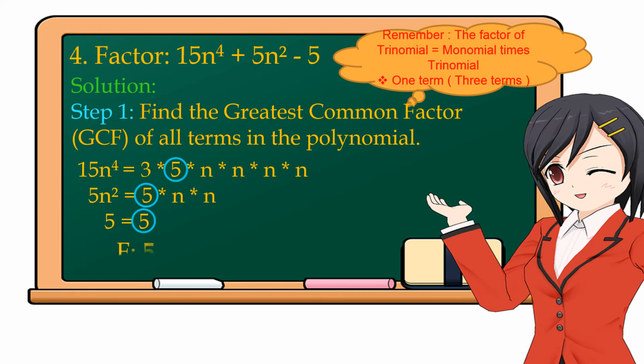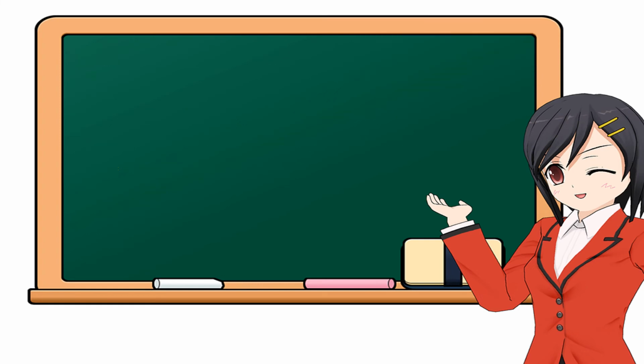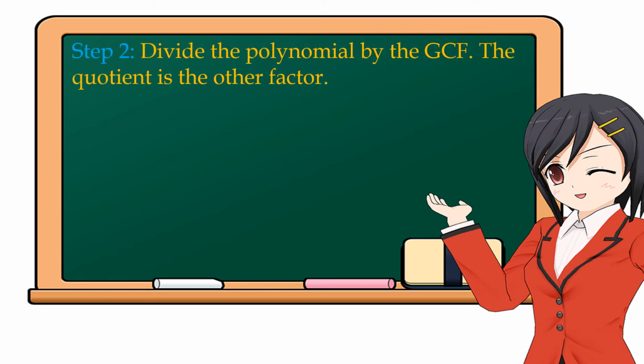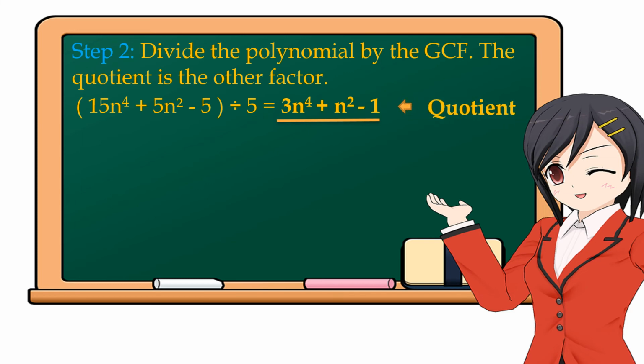So we have the GCF, which is equal to 5. So step 2, divide the polynomial by the GCF and the quotient is the other factor. So the quantity 15n raised to the fourth plus 5n squared minus 5 divided by 5 is equal to 3n raised to the fourth plus n squared minus 1. So it is our quotient.